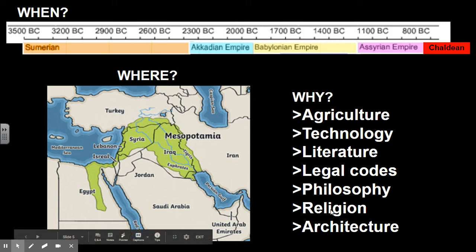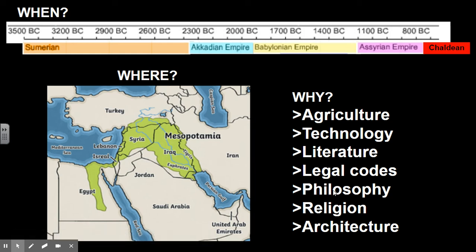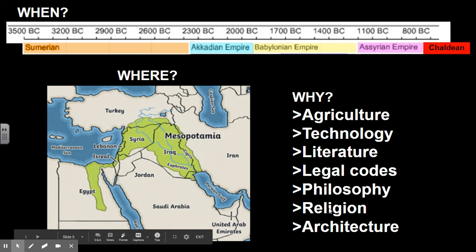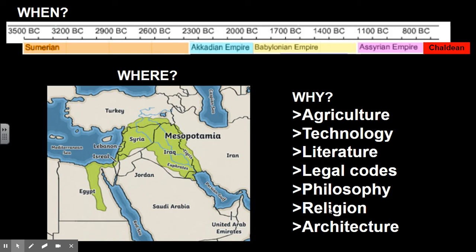Things like philosophy and religion and architecture, just real quick to wrap those up. Obviously, these deal with thinking. These deal with religion. We're going even further. We're establishing religions, or people are starting to believe more in religions or follow gods, goddesses, whatever. Whereas again, we know that Paleolithic people probably didn't. Neolithic people might have just a tad.